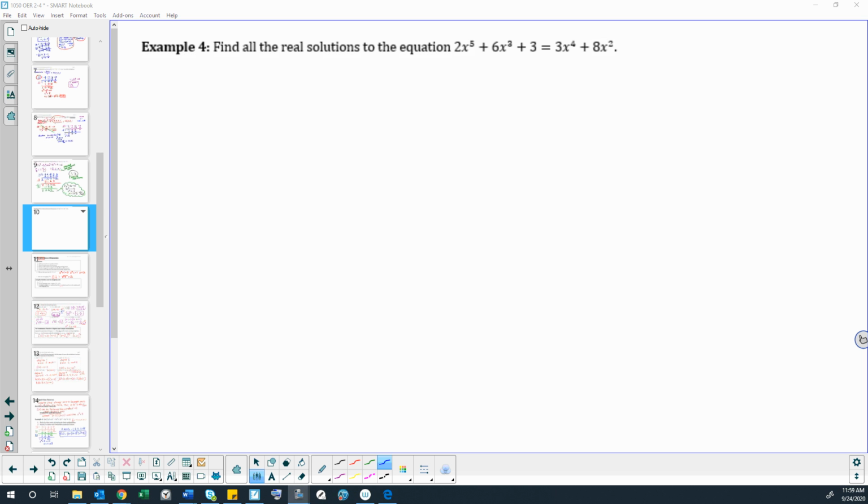Right, example 4. Find all real solutions to the equation 2x to the 5th plus 6x cubed plus 3 equals 3x to the 4th plus 8x squared. So the first thing we have to do before we can use the rational roots theorem is put this in general form first.